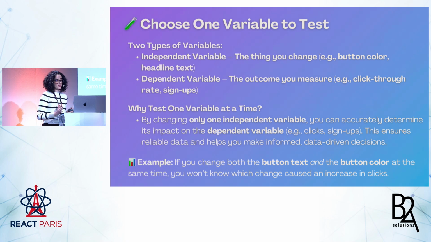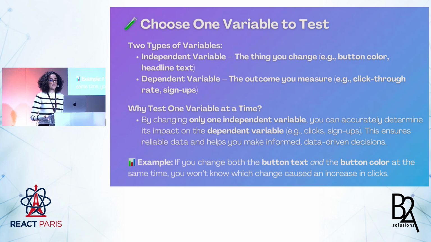There are 2 possible variables: independent and dependent. The independent variable is the thing you change, for example, button color, headline text, etc. The dependent variable is the outcome you measure, for example, click-through rate, sign-ups, and so on.